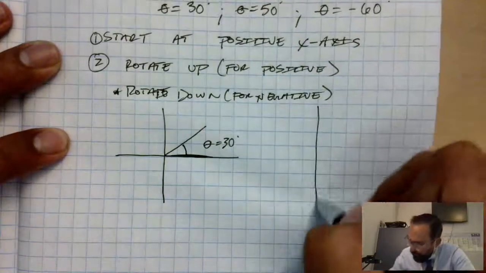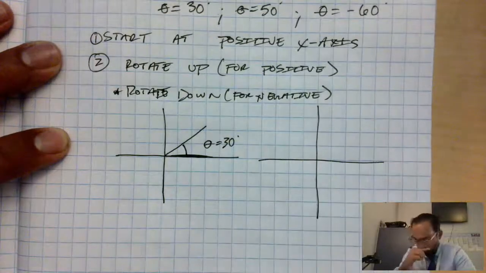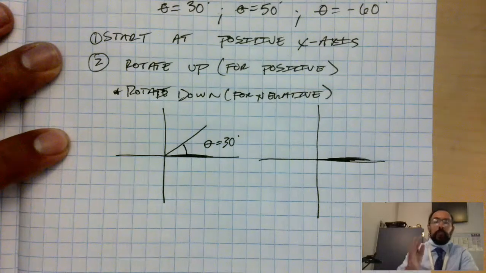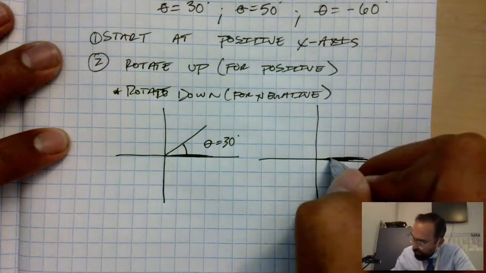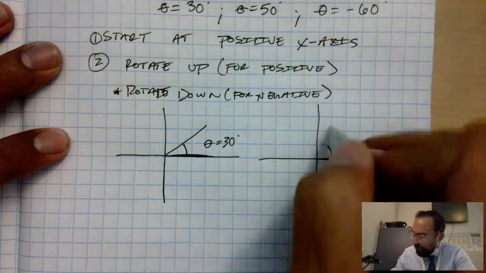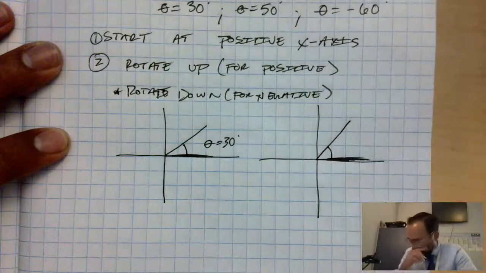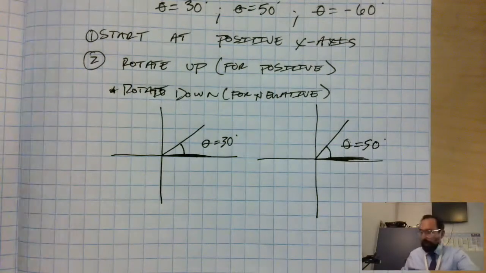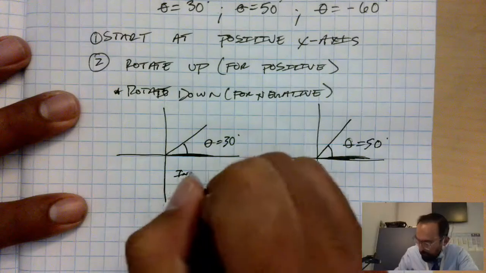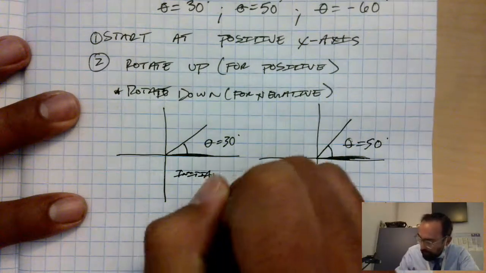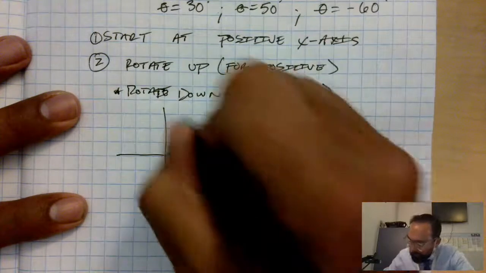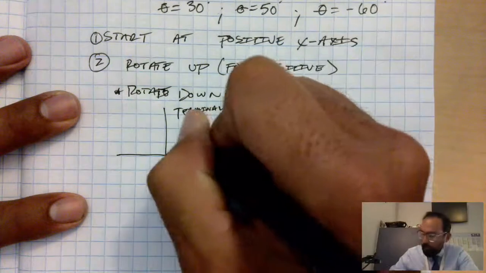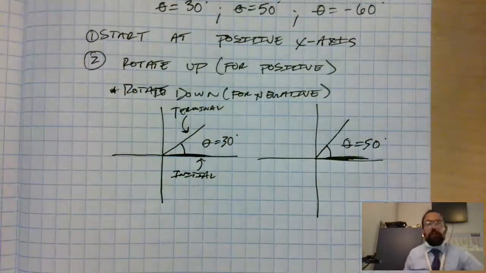Let's try the same thing with my next angle, 50 degrees. Again, we're starting on the positive x-axis, and then we're rotating up because it's a positive angle. We're going to go all the way up to 50 degrees this time, right around there. Then I'll draw my terminal side, and that's 50 degrees. If we're labeling here, where we start is what we call the initial side. Where we end is called the terminal side. Go ahead and label that in one of these examples: start and end, initial and terminal. That's all that means.